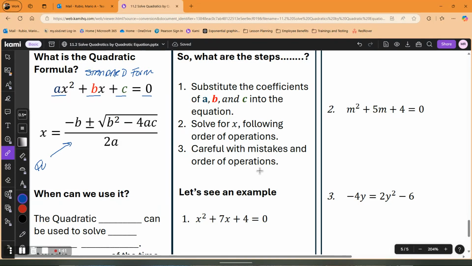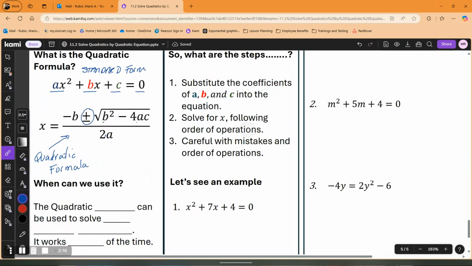It looks complicated, but it's not really. All we're doing is substituting in the coefficients in the right spot. So x equals negative b, plus or minus the square root of b squared minus 4 times a times c, divided by 2 times a. We can find any value of x for any equation by substituting the coefficients in. We'll break it down into little pieces, and we'll see how it works when we look at the examples.